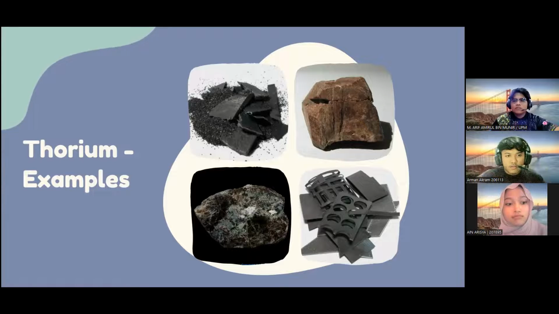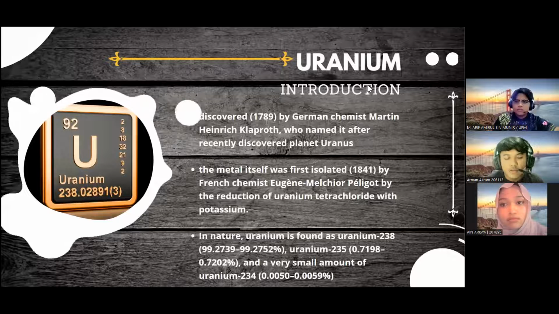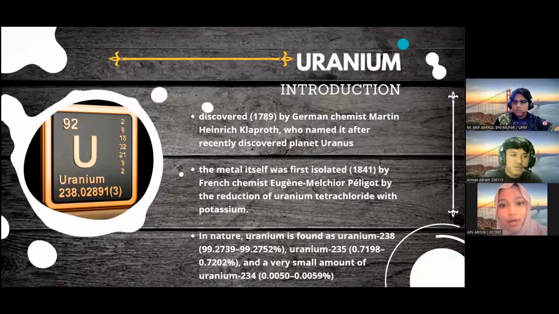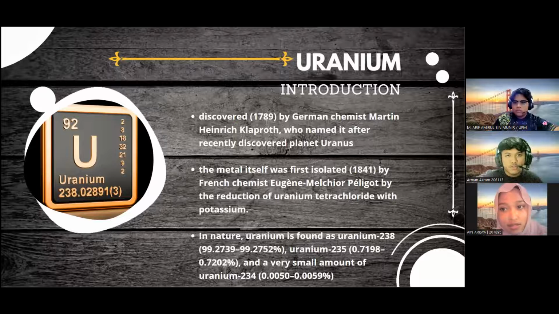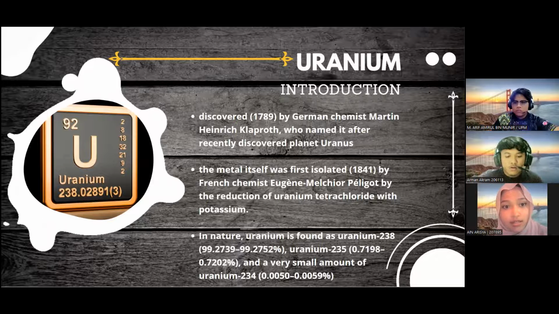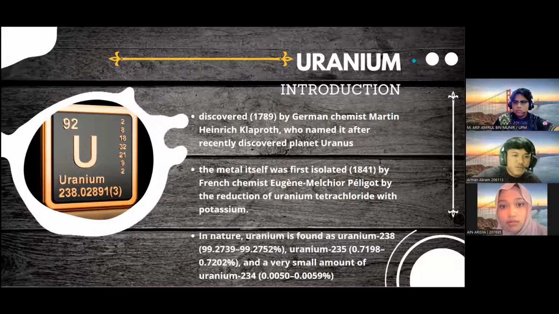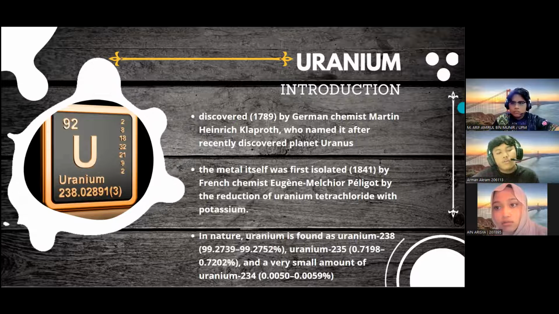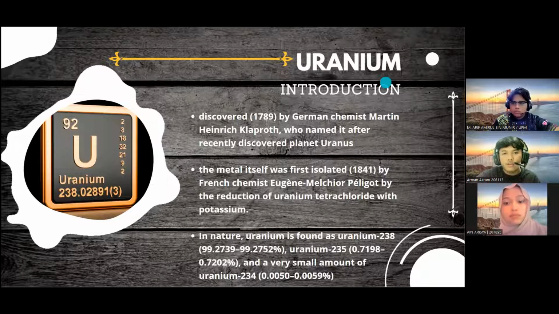Okay, next slide. I will talk about and present uranium. So uranium is a chemical element with the symbol U and atomic number 92, which is also the number of protons or electrons. Uranium also has an atomic mass, which is shown here, 238.0289. Uranium was discovered in 1789 by the German chemist Martin Heinrich Klaproth.